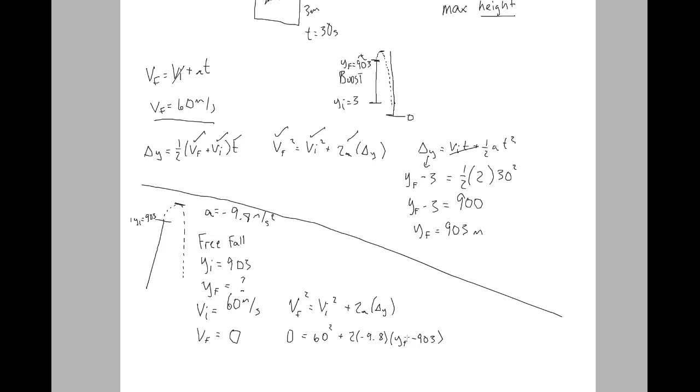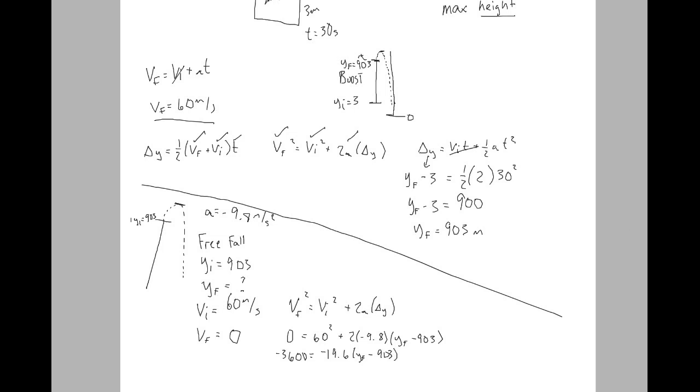So, to solve for y final, I am going to first subtract 60 squared, which is 3600, so I'm going to subtract that to the other side. So I've got negative 3600 equals, I'm going to go ahead and go 2 times negative 9.8, so I got negative 19.6, and then, oops, not equals, let's go ahead and get that erased real quick, times y final minus 903.